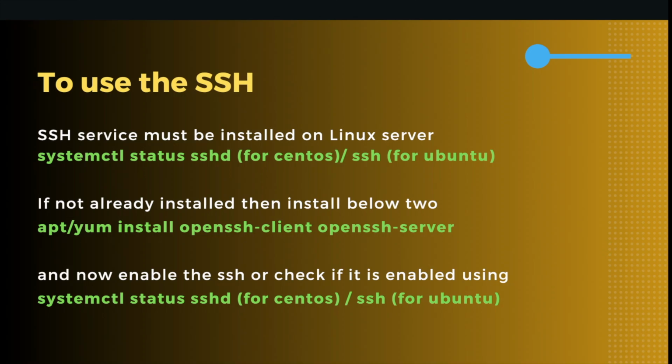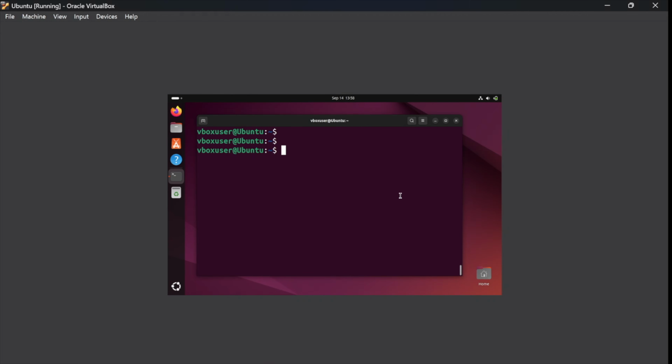Okay, so to access the remote server using SSH, there are some conditions which need to be met. First, the SSH service must be installed on the Linux server. And how can we check that? Using the command systemctl status sshd for CentOS or Red Hat based Linux distributions, and ssh for Ubuntu. To demonstrate this, I have created two virtual machines, one for CentOS and one for Ubuntu. So let's first see on Ubuntu whether the SSH service is installed and up and running or not.